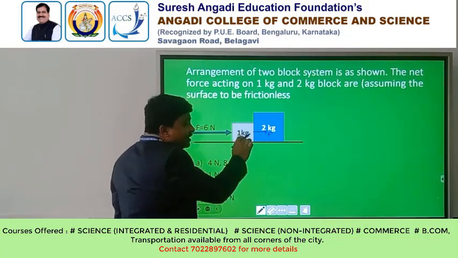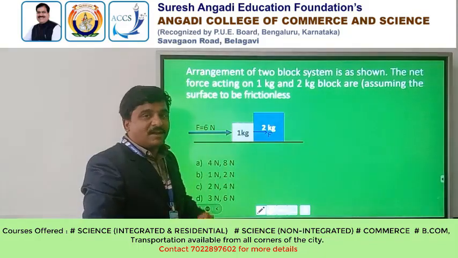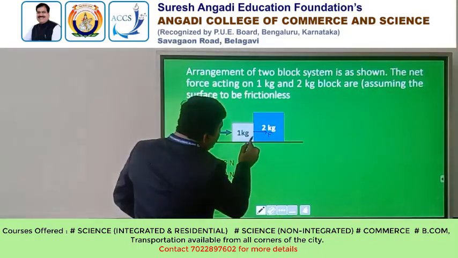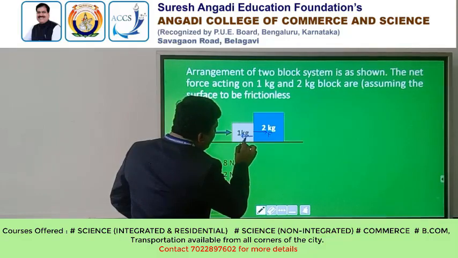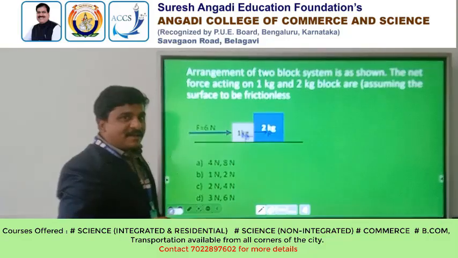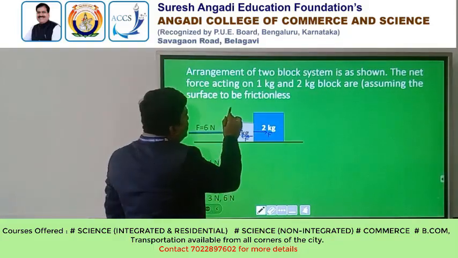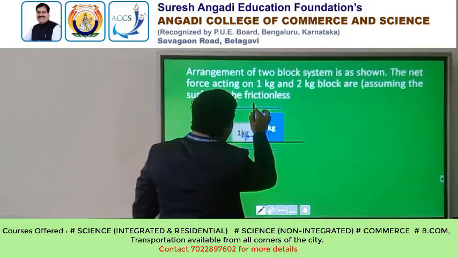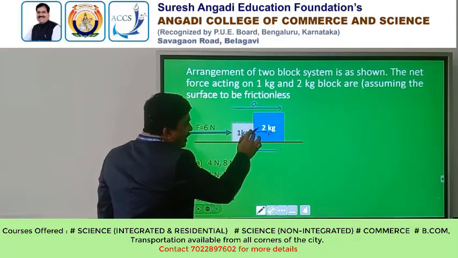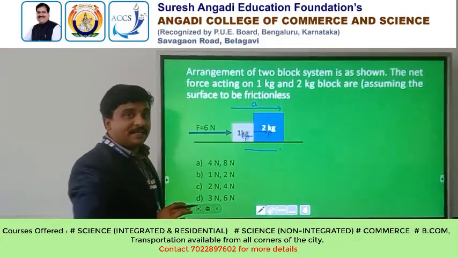Let us take this force here. And for every action there is an equal and opposite reaction. That is Newton's third law. There is a force F acting. To find the force F, we need to first find the acceleration with which these two bodies are moving. The net mass is 1 plus 2 kg, 3 kg.